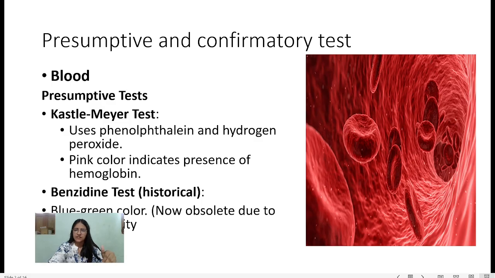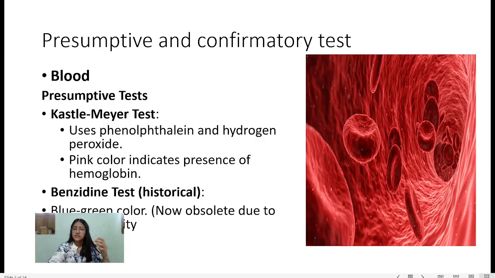The next presumptive test is the benzidine test. It's actually a historical test. It uses the same principle as the Kastle-Meyer test. First, we apply the reagent to the stain, and then we add hydrogen peroxide to it. Then a blue-green color appears in the presence of blood.